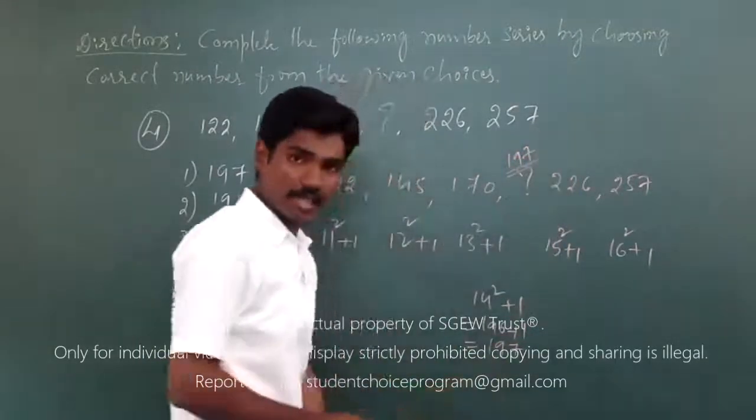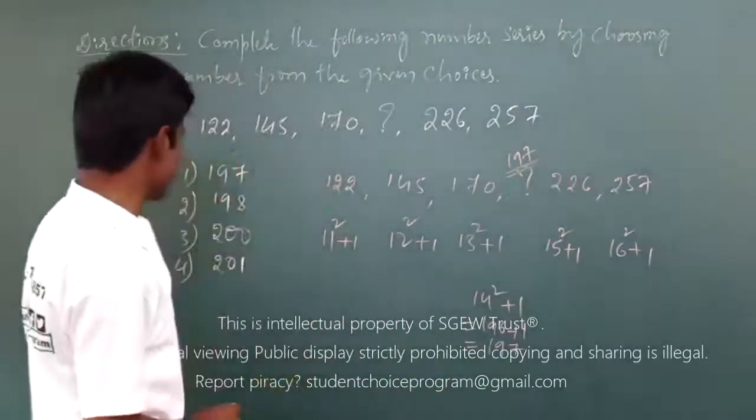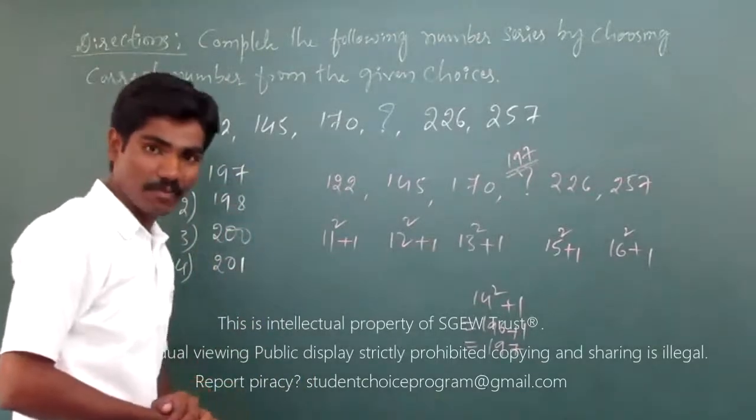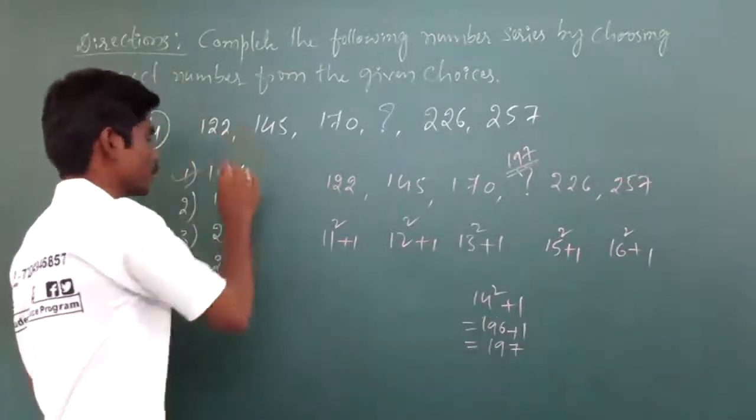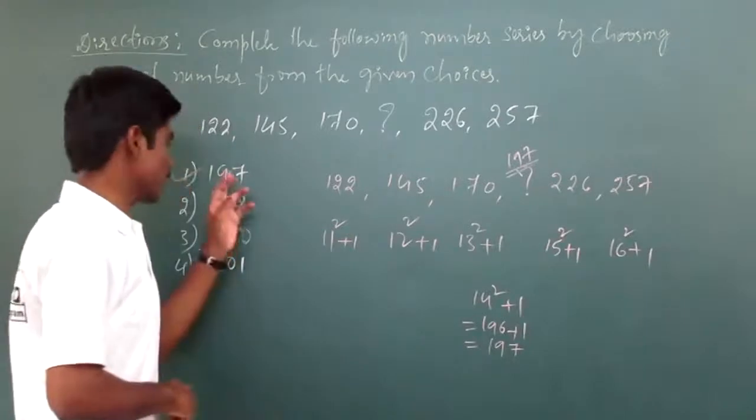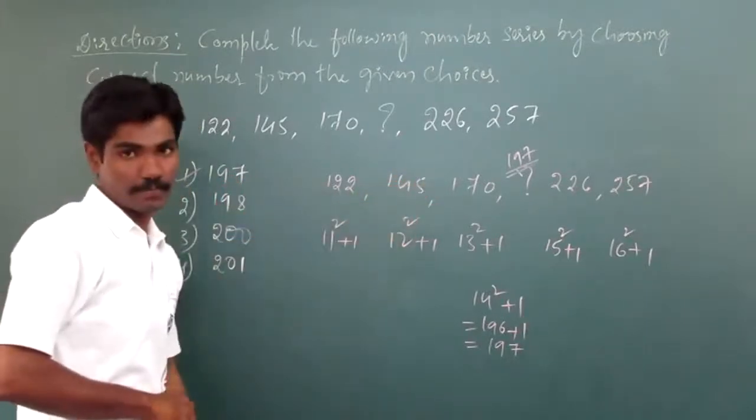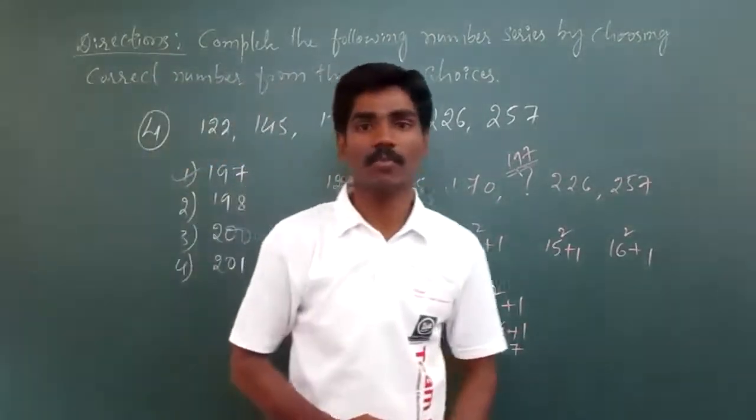Now let me check the given options. The given first option is 197 itself. Therefore, the first option is the right option because it is matching with our result. Well friends, we will see some more problems.